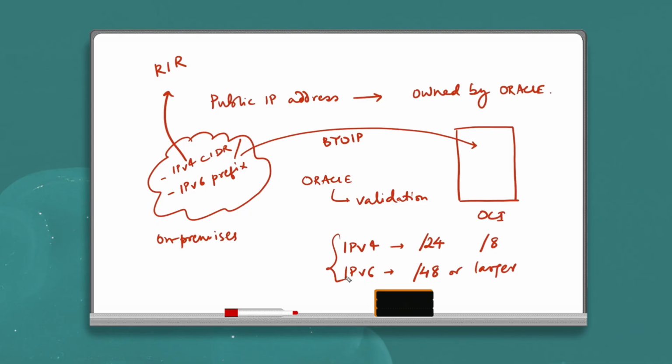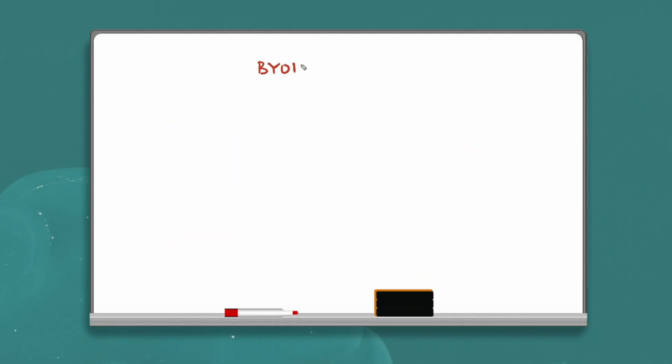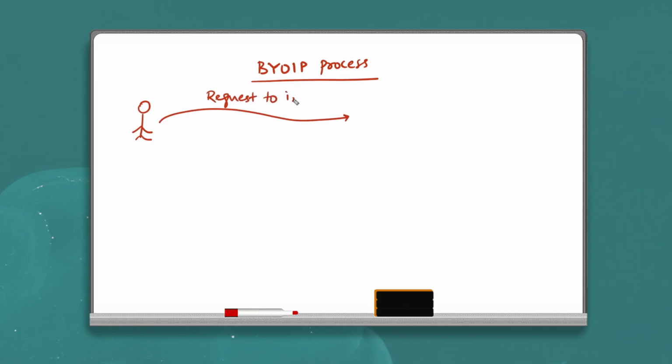Let's have a look at the bring your own IP process overview. So what is the bring your own IP process and what does it look like? First of all, you as a customer will request to import a public IPv4 CIDR block or IPv6 prefix. And remember, this is something that you own. So you request to import into OCI.